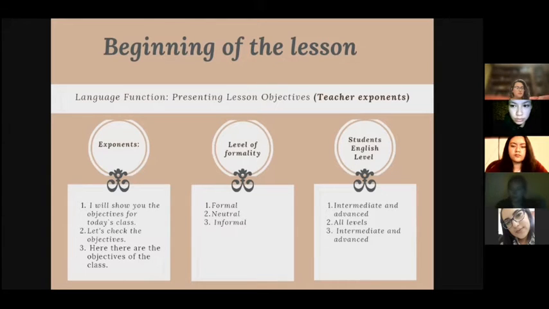And the first exponent is, I will show you the objectives of today's class. This is a formal level of formality and is used in an intermediate and advanced level. The second one is let's check the objectives. That is a neutral level of formality and is used for all levels. The third one is here there are the objectives of the class and used for intermediate and advanced level.